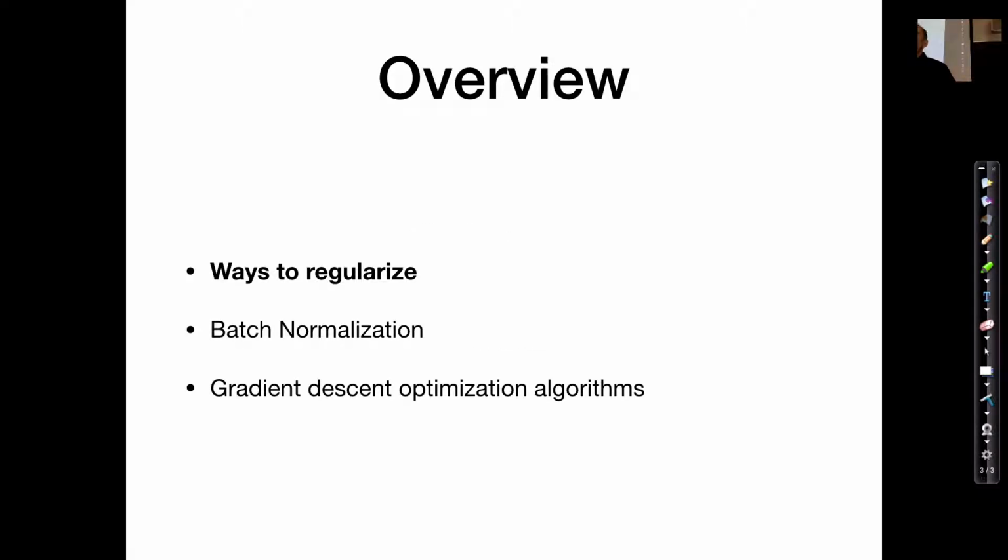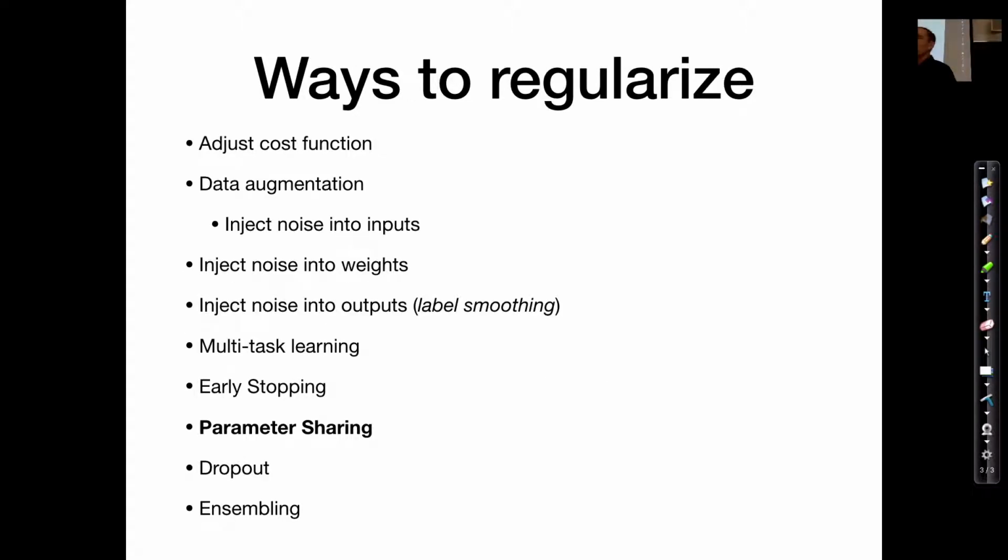So here's what we're going to talk about today. We're going to finish off regularization. We're going to talk about batch normalization, and then we're going to get into various gradient descent algorithms. So we talked about a bunch last week, and the three we didn't talk about are parameter sharing, dropout, and ensembling. And the idea of this regularization is basically we create a network that generalizes better.